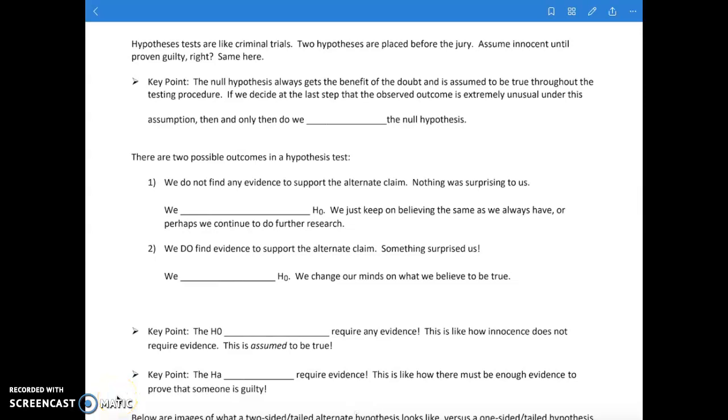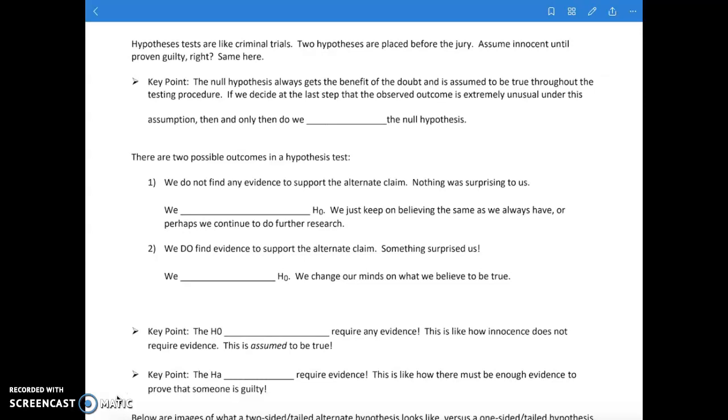One of the very best analogies to help people understand how hypothesis tests work is to liken it to a criminal trial. Two hypotheses are basically placed before a jury, and you have to assume innocent until proven guilty, right? Same here. So a key point is that the null hypothesis always gets the benefit of the doubt and is assumed to be true throughout the entire testing procedure.